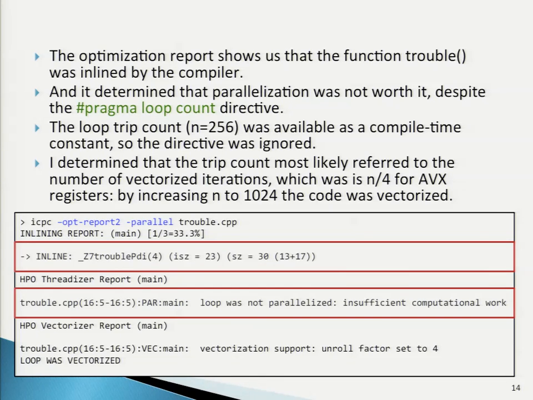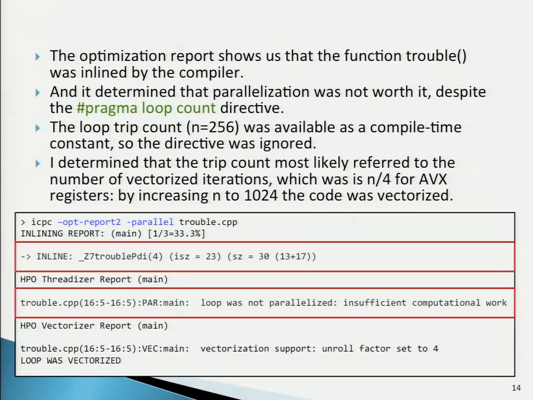So when I looked into this in more detail, I found that when it said 256 iterations, it didn't mean n had to be 256. It meant 256 vectorized operations, which for our AVX means you have to have a loop trip count of at least 1,024, because in each iteration you will do 4 operations. So by increasing n to 1,024, this finally parallelized.